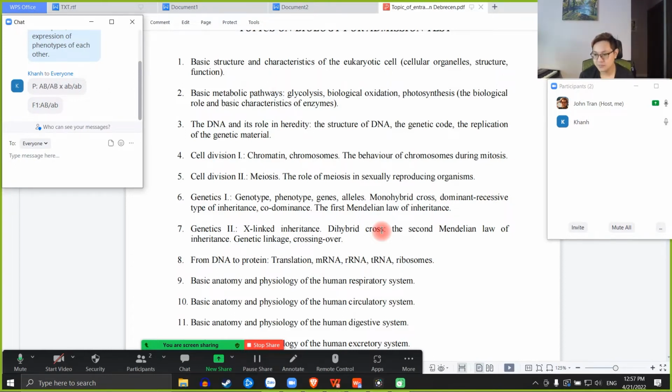Now, let's talk about crossing over. Crossing over is a process of trading, exchanging alleles between homologous pairs of chromosomes in Prophase 1, in Meiosis 1, yes, very good. It will produce different gametes.